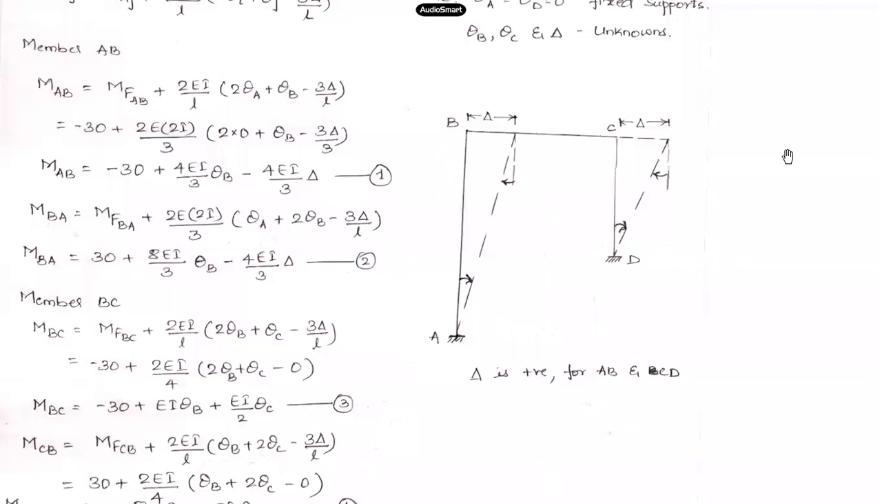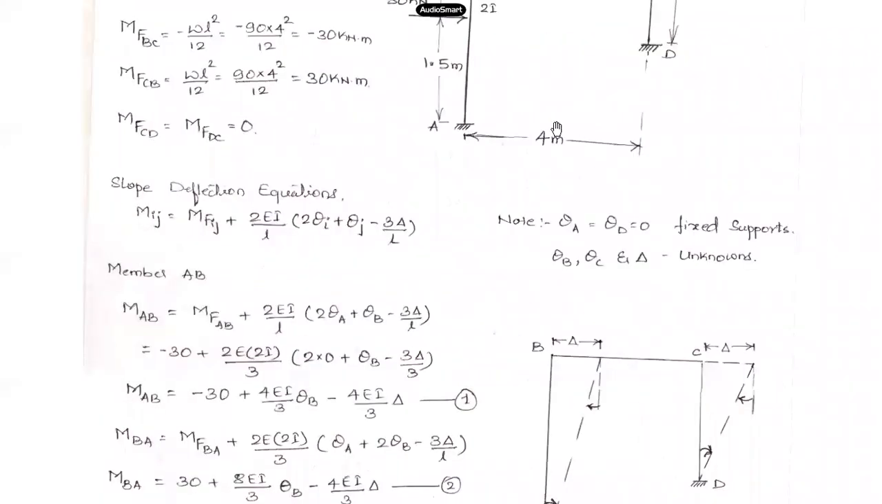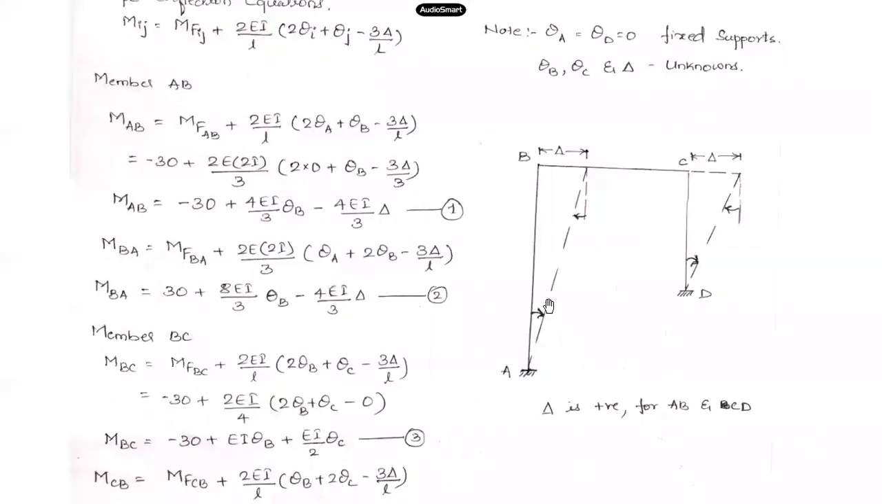We are dealing with sway frames. How do we choose the sign for that delta? What you have to do is assume in which direction the frame will sway. In this problem it is very simple. There is a force which is trying to push this frame towards the right. From that, I have drawn this deflected shape, moving towards the right. I've plotted that deflected shape of the frame in this discontinuous line.